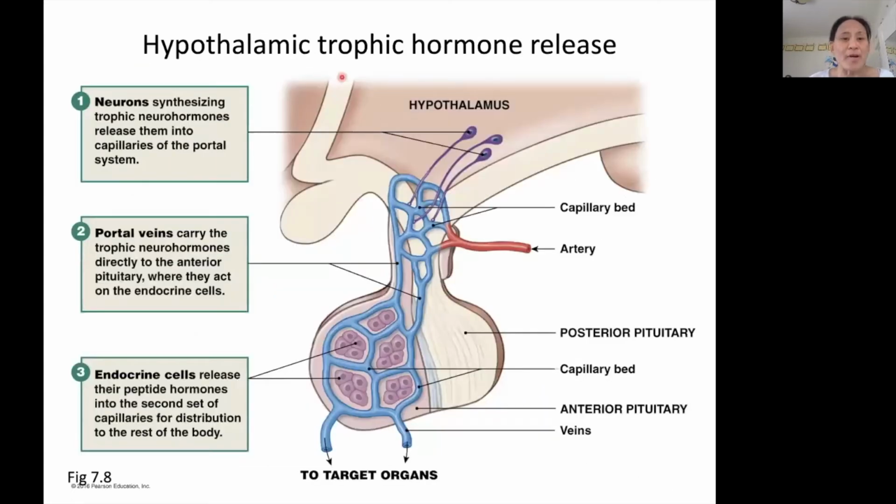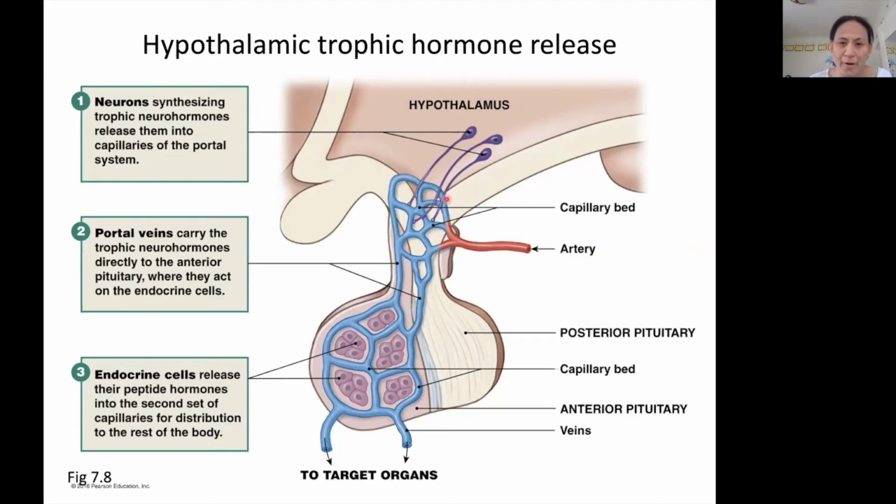All right, so what we have going on here is a diagram that shows how hormones are released from the anterior pituitary. We're starting up here at the hypothalamus, just like we did with the posterior pituitary, but the process of release is different, okay? So what we are starting with is these neurons here. These neurons are going to make trophic neurohormones, right? So neurohormones, I talked about what neurohormones are. Those guys are going to enter the bloodstream right here.